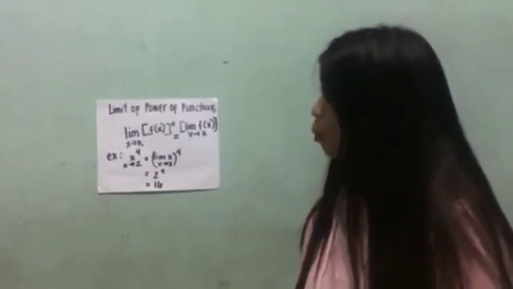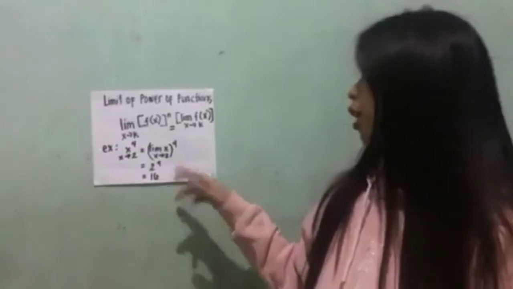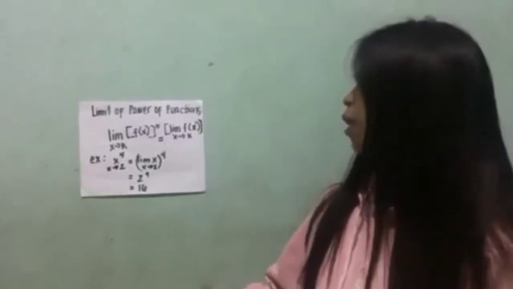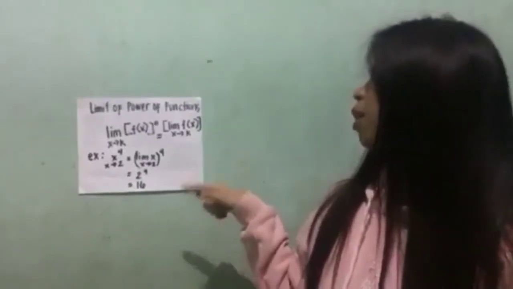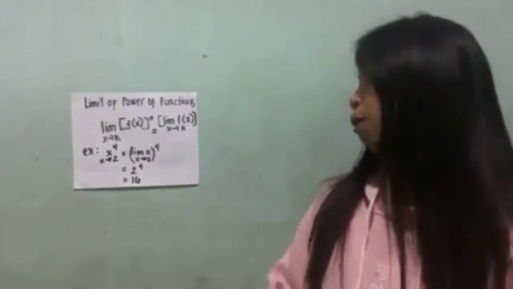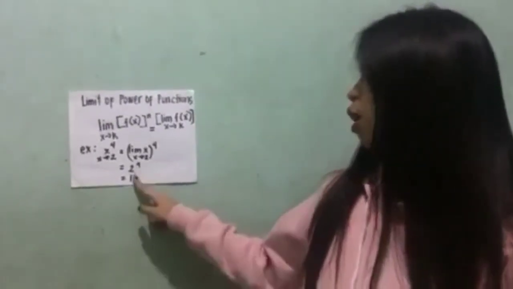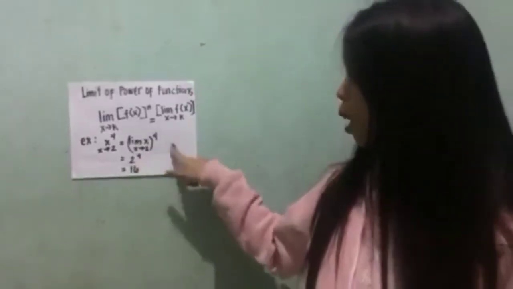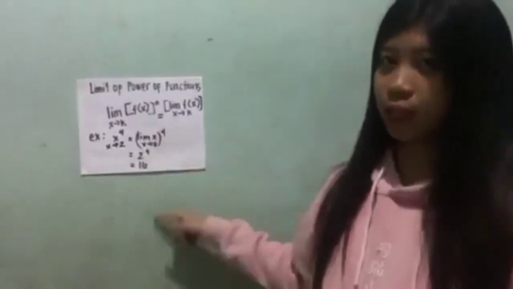Example, x to the fourth power where x approaches to 2. Lahat ng x, papalitan mo ng limit of x where x approaches to 2. Kaya magiging limit of x where x approaches to 2 to the fourth power is equal to 2 to the fourth power is equal to 16.